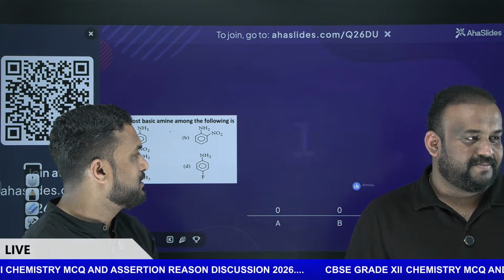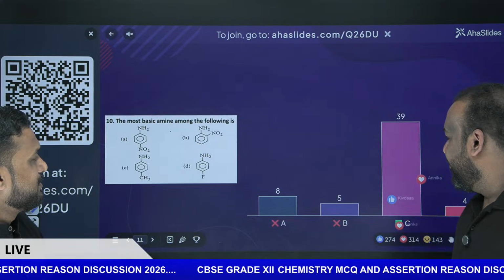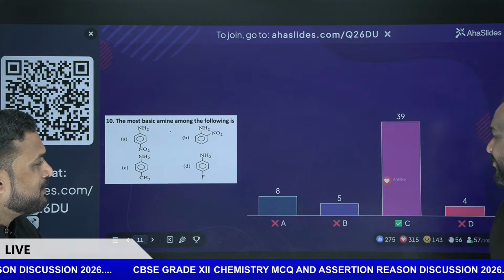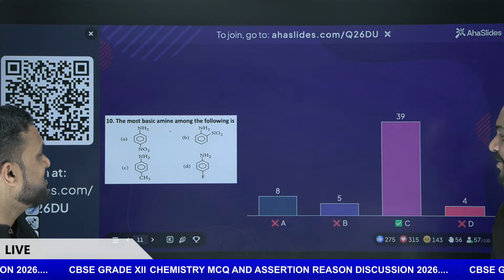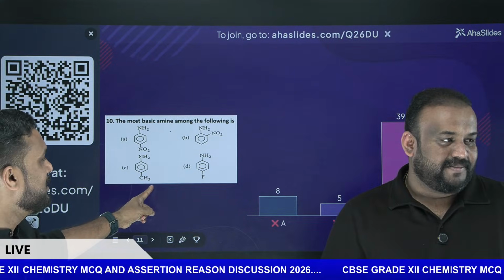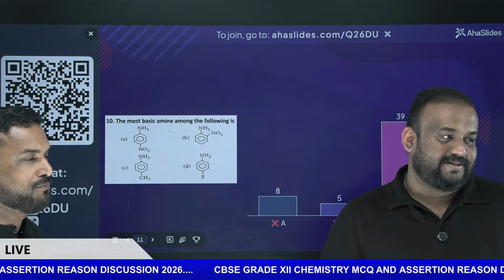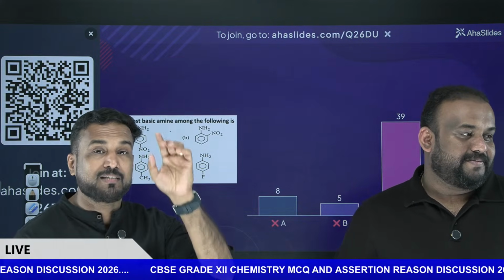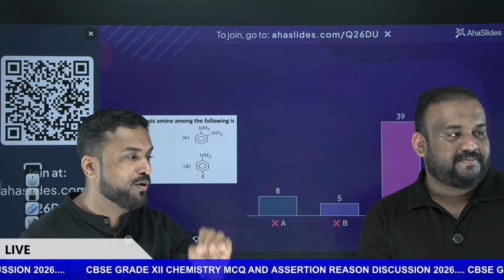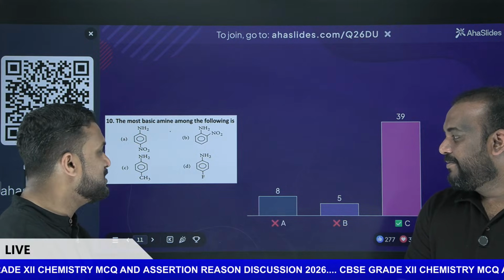3, 2, 1. Time up. 39 people answered. The right answer is C, because the only electron donating group is CH3. All the others are electron withdrawing, NO2 is electron withdrawing. What is the confusion in this? Electron withdrawing groups will increase acidity, and electron donating groups will increase basicity. So here the correct answer is C only.